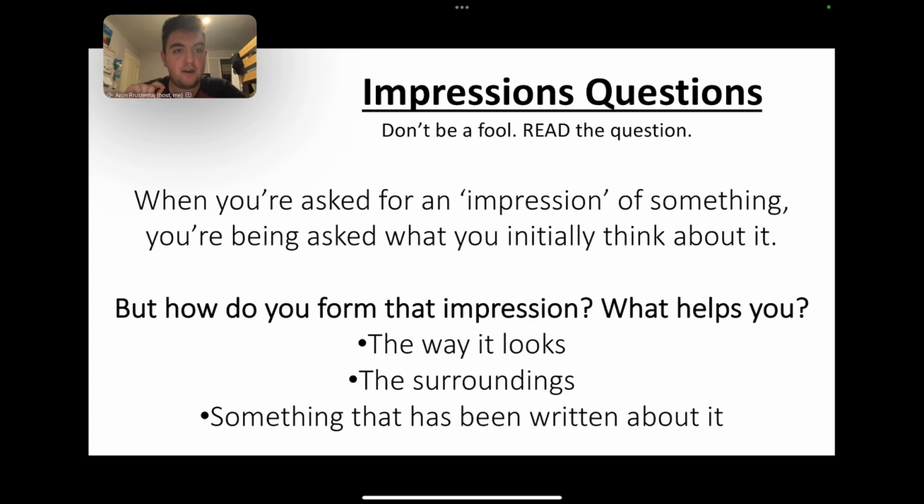Now, do not be a fool. You have to read the question. If it's asking you for impressions of something, you are being asked what you think about it. And that's exactly what it says on the slideshow. It's initial thoughts, basically. But how do you form these impressions? It's so important that you use the things that are given to you in the extract, whether that's what the author has written, how they've described a character or a setting, what setting the character is in, the surroundings. There are so many different things that you can use to develop your impressions and your points further.